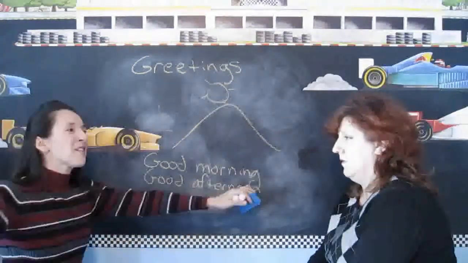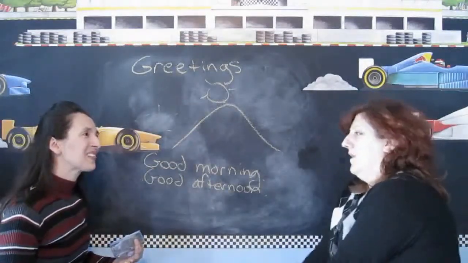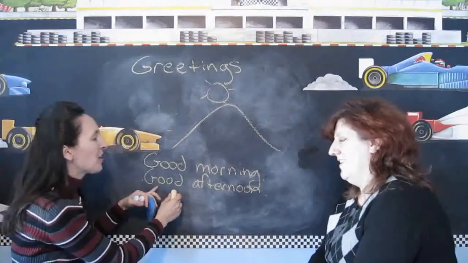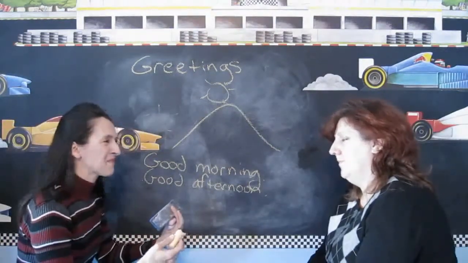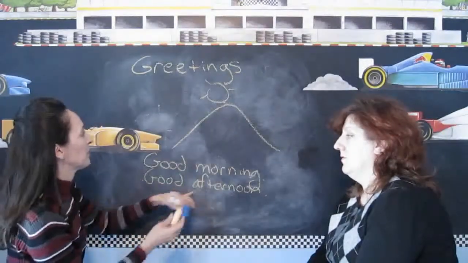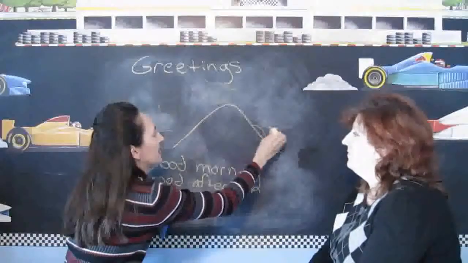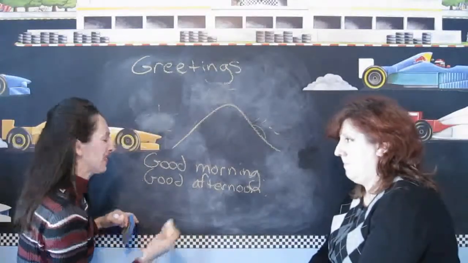Good morning, everybody. Good morning, everybody. Good afternoon with friends, we usually say, hi, hello. But afternoon. Now the sun is going down and it's evening.